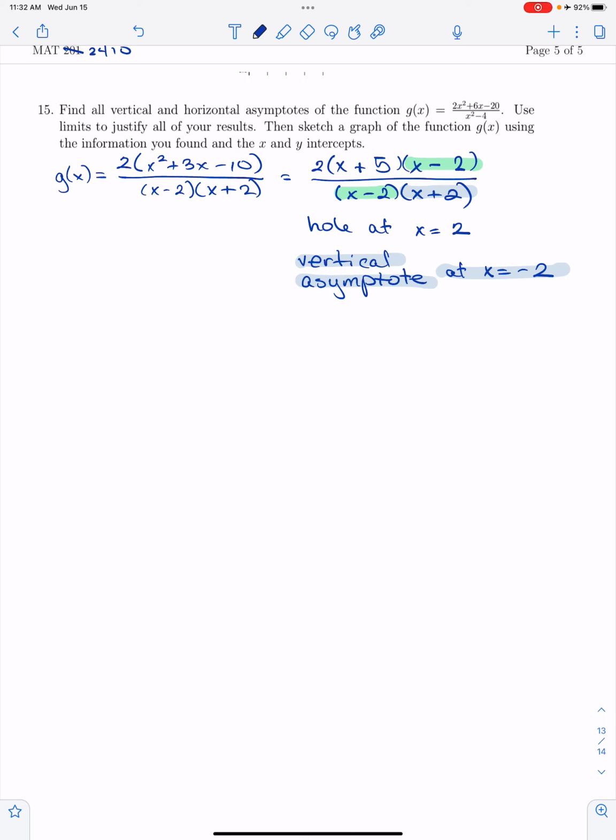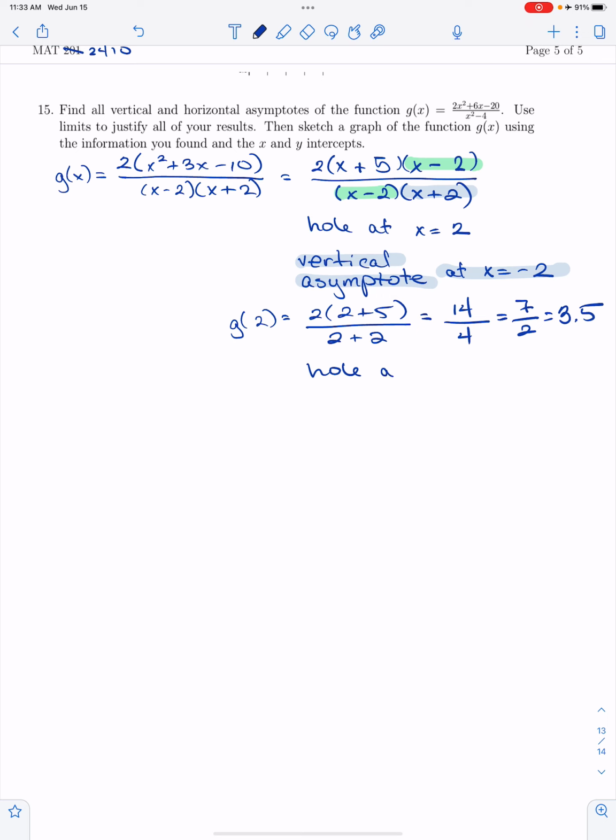We can use our simplified version to find the value at 2. I get 2 plus 5 is 7 times 2 is 14 over 4. 7 halves. So we know we have a hole at 2, 3.5.